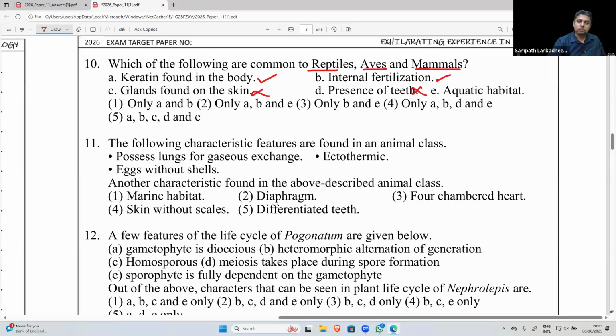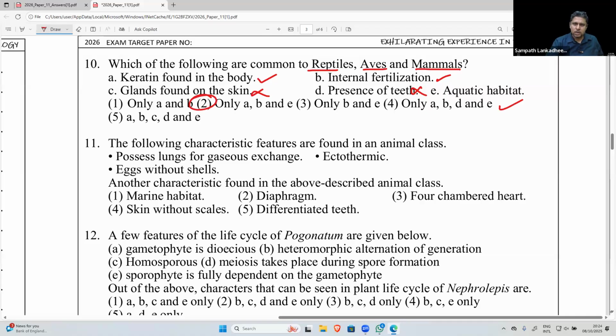Aquatic habitat. Wrong. So, common to reptiles, aves and mammals, we can go with A, B, E. A, B, E, the second one.